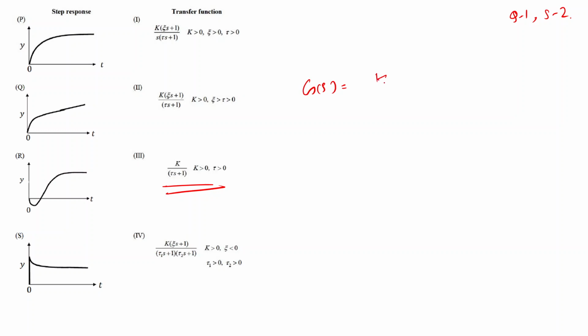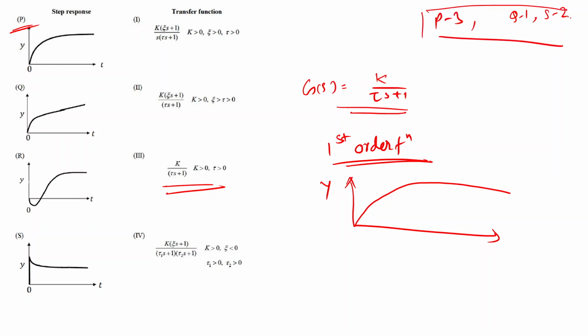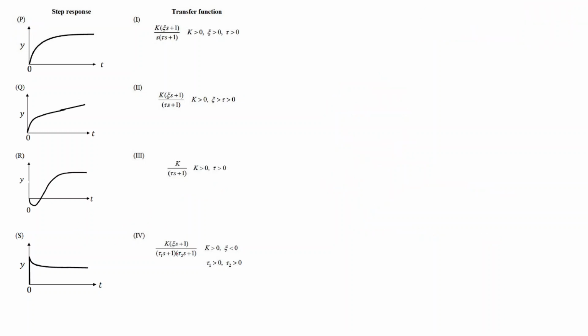And the third transfer function, that is g of s is equal to k upon tau s plus 1. Now we can remember that this is the first order transfer function. So for the first order transfer function, the response is given by such a kind of plot, and this plot matches this option P. So corresponding to P, we are having the third option. Now let's just analyze this fourth option also. We don't need it for the final answer, but let's just understand it.